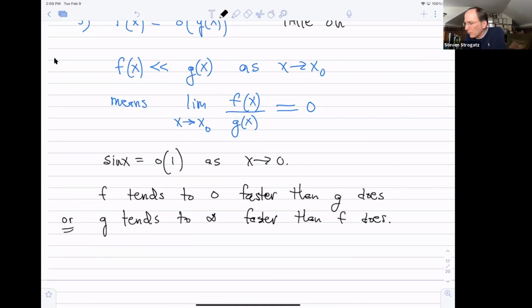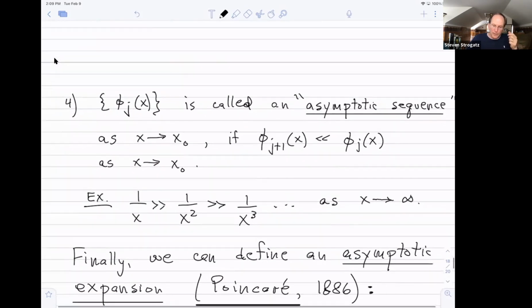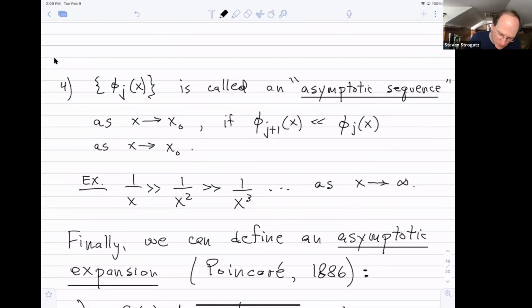Okay, so with all those things in mind, I've now pre-written, because it's so much writing, the real money definitions that we're going to need, which are these last two. So this is the concept of an asymptotic sequence. We'll say a sequence of functions, phi j of x, is an asymptotic sequence if, as x goes to x0, each term is much less than the previous term in the sequence.